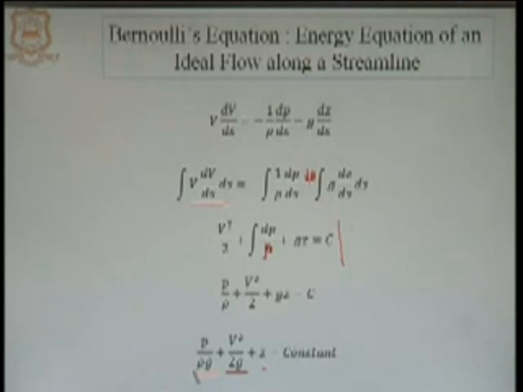So, the first term is pressure energy per unit weight, the second term is kinetic energy per unit weight and the third term is potential energy per unit weight. The summation of these three will be the same along the streamline. Now, we have studied these two types of energy, kinetic energy as well as potential energy, but this is a relatively new term to us, P over rho g. So, what is the significance of P over rho g?